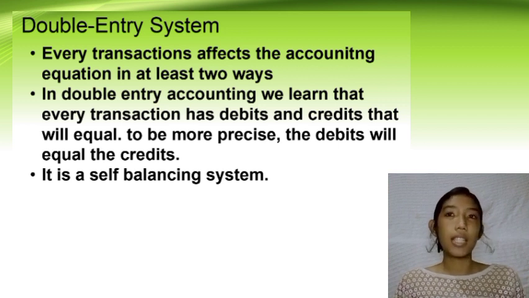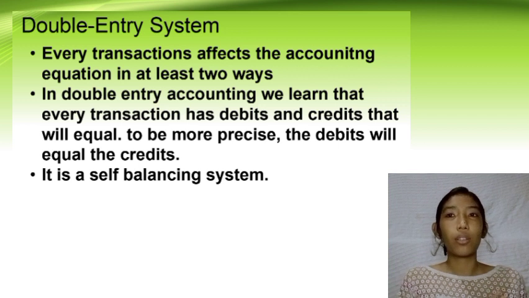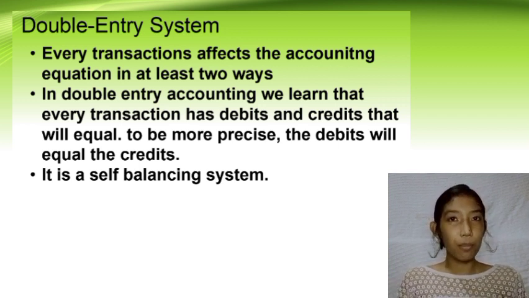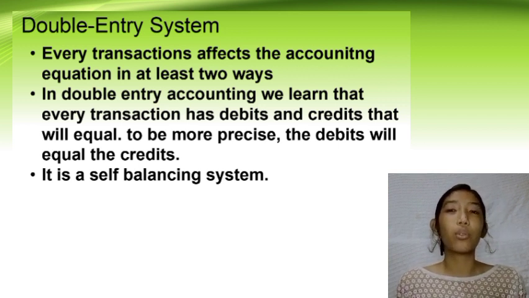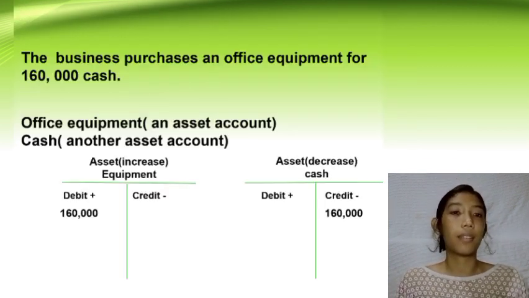The double entry system relies on the accounting equation. We all know from what I talked about earlier that the equation must always be in balance, which means that for every financial transaction, the total debits must equal the total credits. Here's a simple example to illustrate the concept.